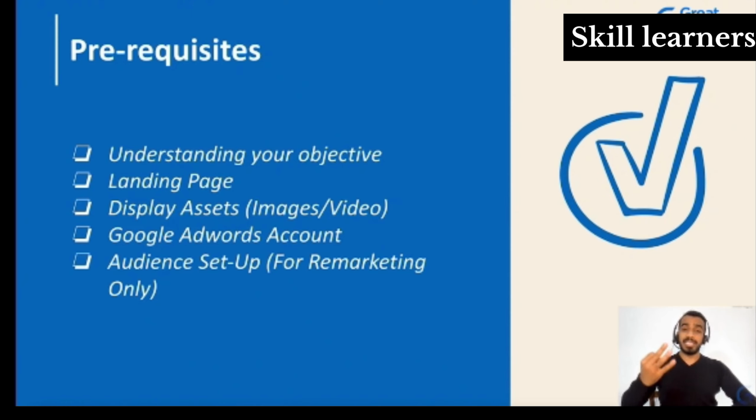The third is display assets. What are the assets that you want to show your prospective customers? Is it text? Is it an image? Is it a video? Of course, text and video are only available on responsive display campaigns. So what is that asset that your prospective customer needs to see? You need to first collate that asset. You need to get those images ready. What are the sizes that Google supports for display campaigns? You need to get that in place and then get started with your campaign.